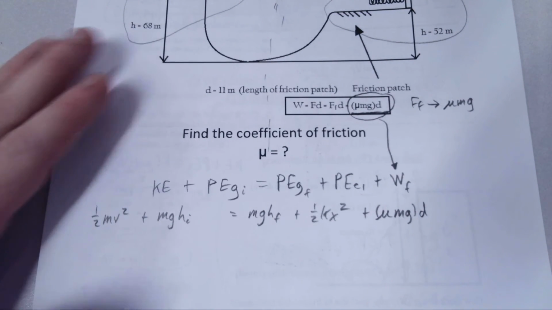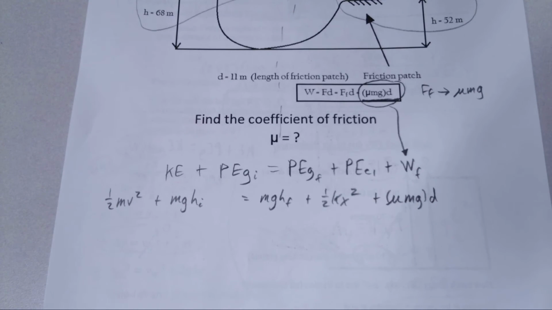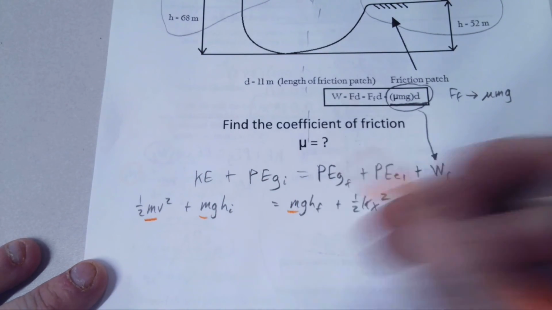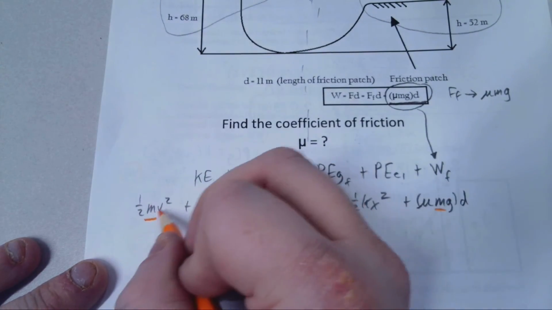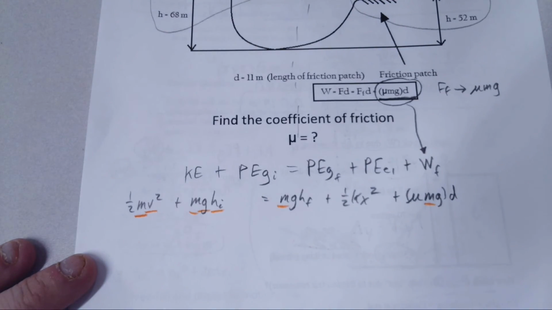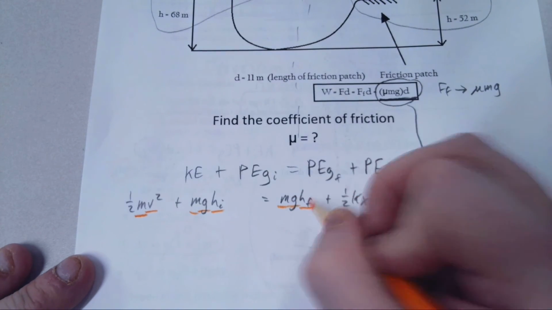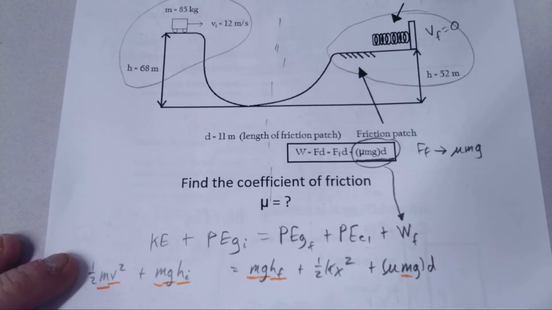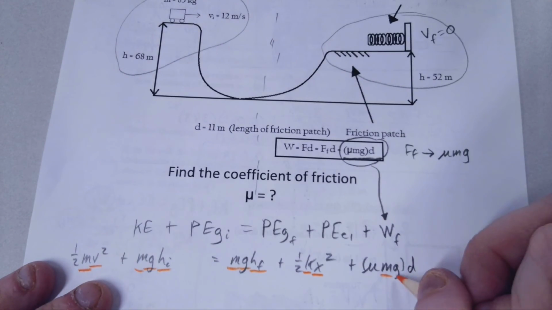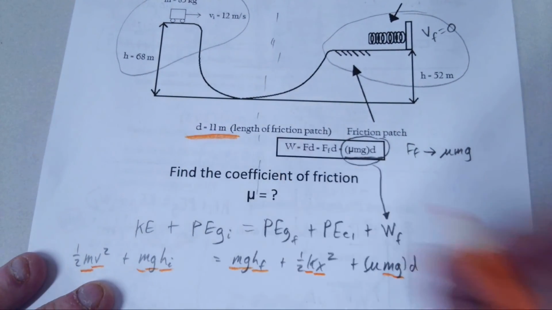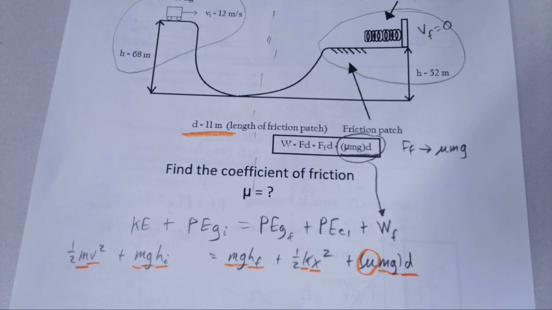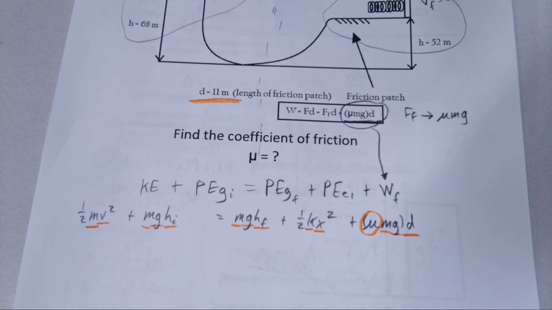And there's also distance. So going through what we are given: the mass. We are given the initial velocity. We are given gravity. We are given the initial height. We are given gravity. We are given the final height. We are not only told what the spring constant is, but we're told how far it is compressed. We know gravity, and it also tells us how far it goes across the friction patch. And what do you know? The only thing that we don't have is what we are trying to find.